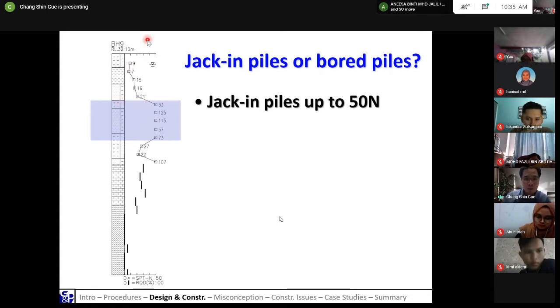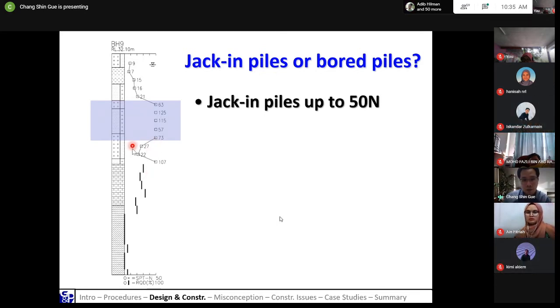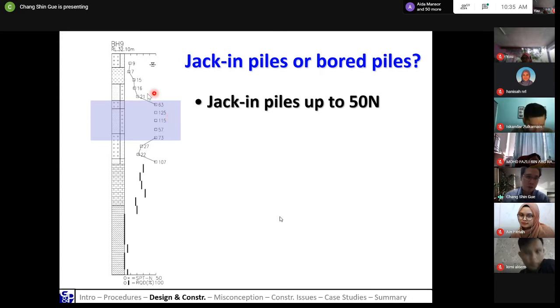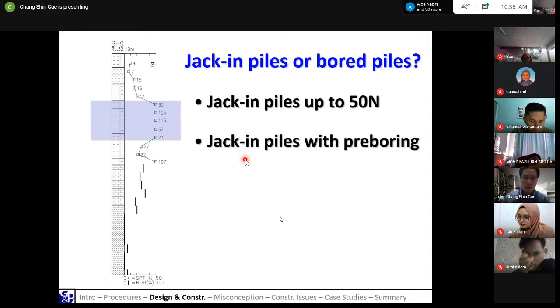And the problem with this bore, you can see down here, is that there are some areas with softer material, which is less than 50. But your pile will only stop at this layer because you have an intermediate hard layer. In such a condition, of course, you can use bored piles, but it will be more costly. So what we can do is called jack-in or driven piles with pre-boring. That means you drill through the hard layer, and then you jack in your piles. That is what we call jack-in piles or driven piles with pre-boring. So you bore through the hard layers and then you drive in your piles.